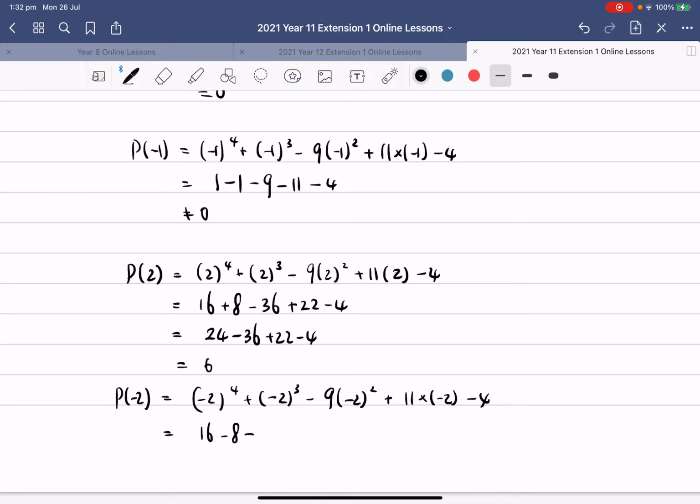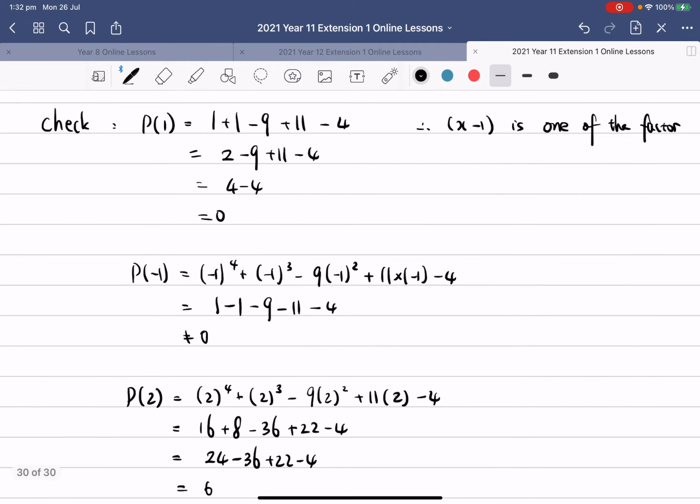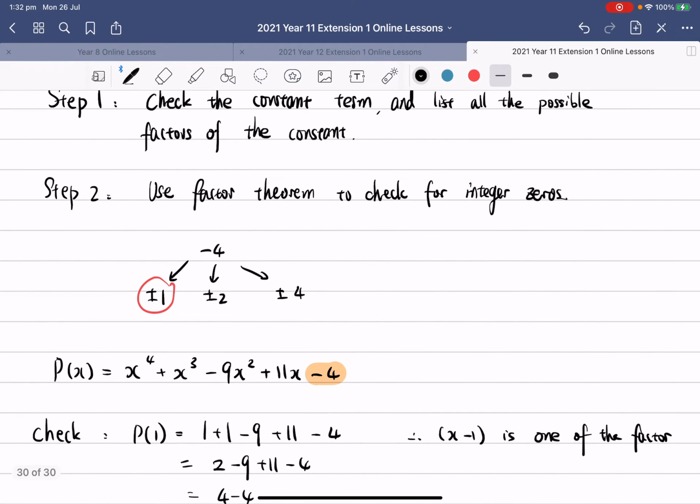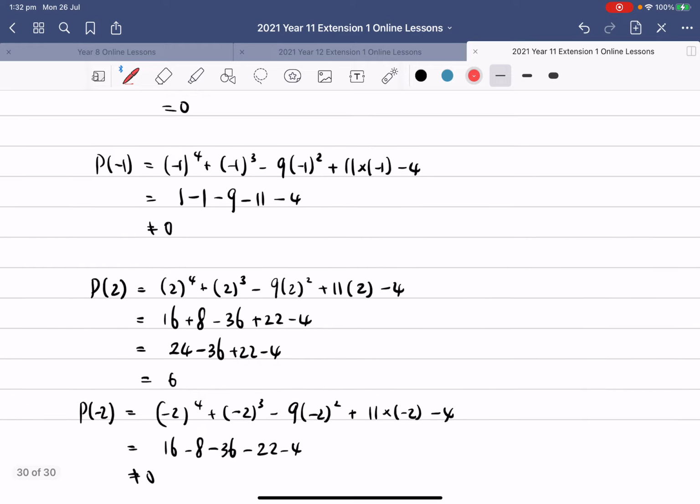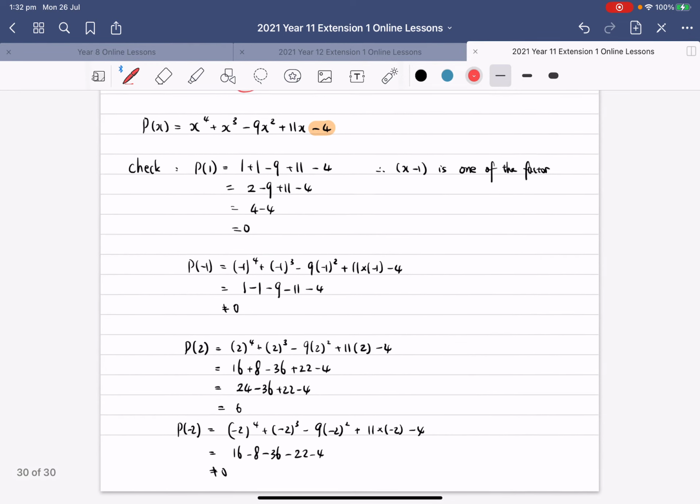Okay, so that's negative 36 minus 22 minus 4. I don't think that's equal to 0. No, the numbers don't seem to be equal to 0. So as you can see, a long process. I've checked like 4 solutions already, and I still have 2 more to go, which is plus 4 and minus 4. But as I said again, usually I will use a combination of methods.